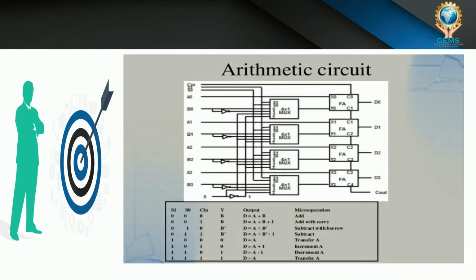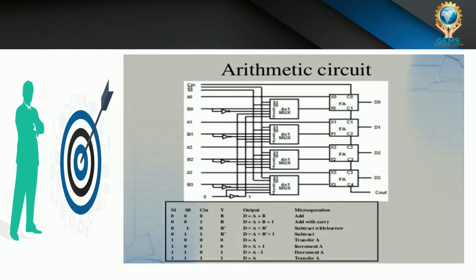Now the arithmetic circuit: how all these operations are performed inside a computer, how registers are moving, and what is going on inside the architecture of a computer to perform these operations. So this is the arithmetic circuit. It works based on the selection lines. Here we have two selection lines, S1 and S0. Based on these selection lines the operations will be performed, whether addition, subtraction, complement, increment, or decrement.